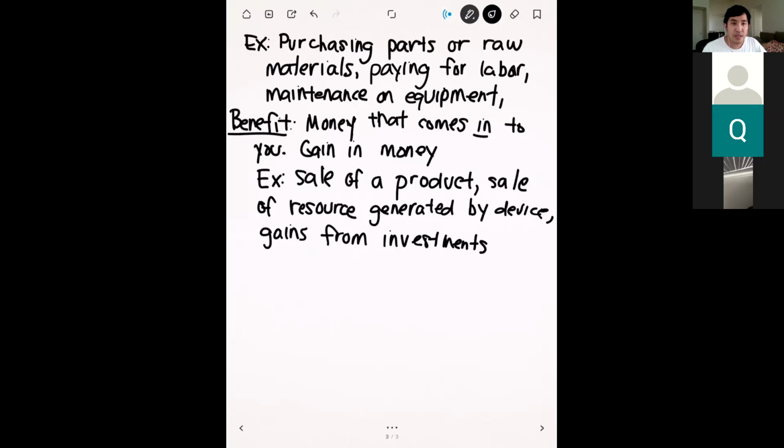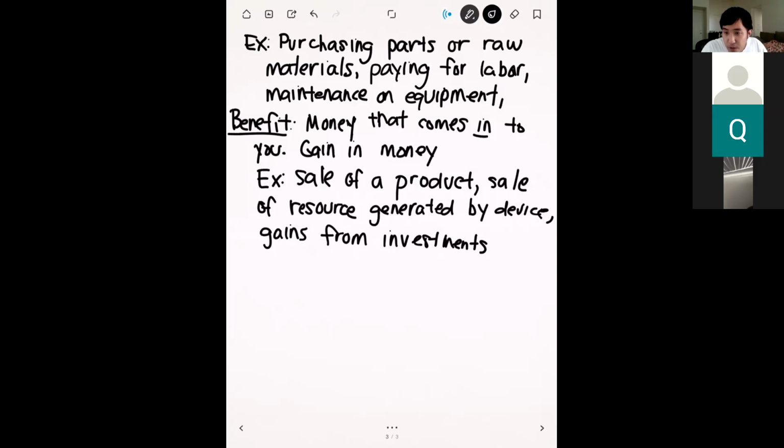Revenue you can think of as a type of benefit, but benefit is more broad than that, because you might have cases where you sell a piece of equipment and that's a benefit, but that might not be considered revenue because that's not a sale of something that you normally produce.